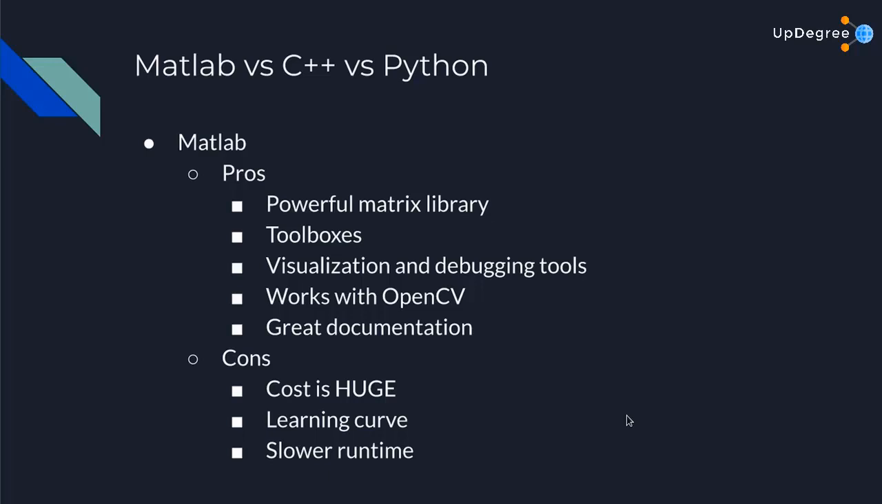Why should you use Matlab for computer vision? The number one pro is the powerful matrix library. Not only do we treat an image as a multidimensional matrix in computer vision, we use a heavy dose of linear algebra in various algorithms. Matlab's linear algebra routines are very powerful and blazingly fast.